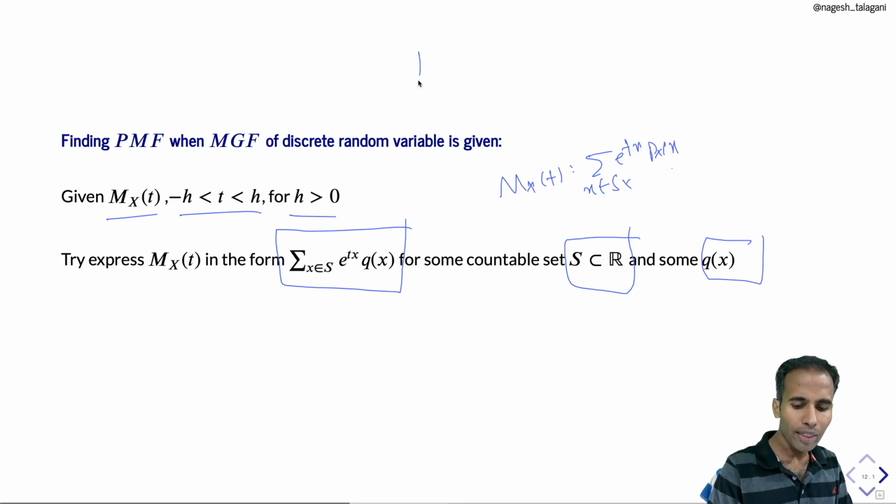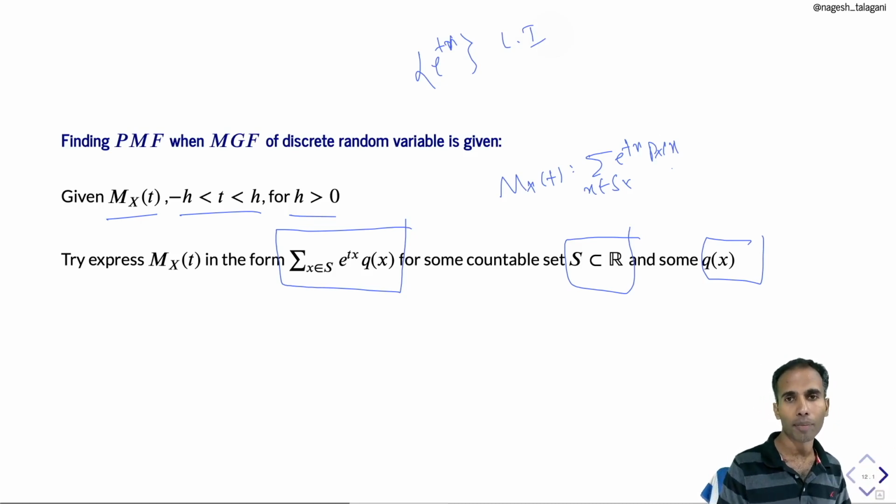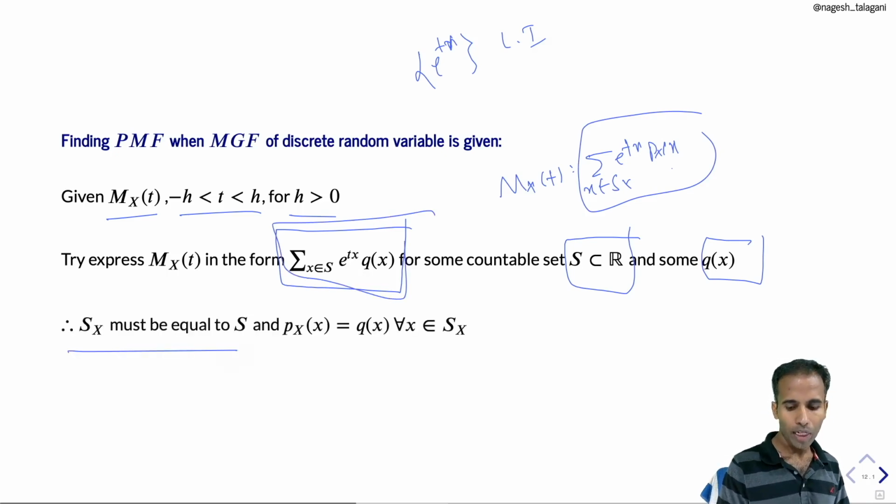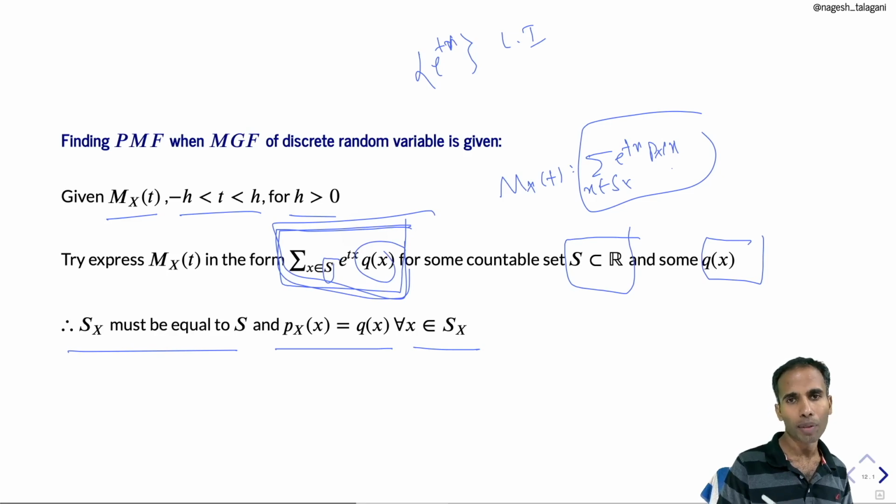And you should know one fact: this family of functions of t is always going to be linearly independent. That means one member here cannot be written as a linear combination of other members. In that case, we must have a unique representation for this MGF. That means these two representations must be the same. That means Sx must be equal to S and P of x must be equal to Q of x for all x belongs to Sx. Once we express the given MGF in this form, immediately we can see the support and the PMF function. This is how we can find the PMF of a discrete random variable from MGF.